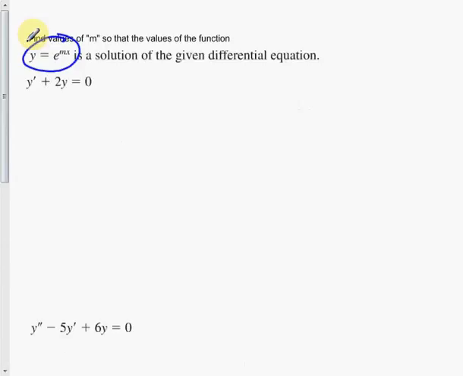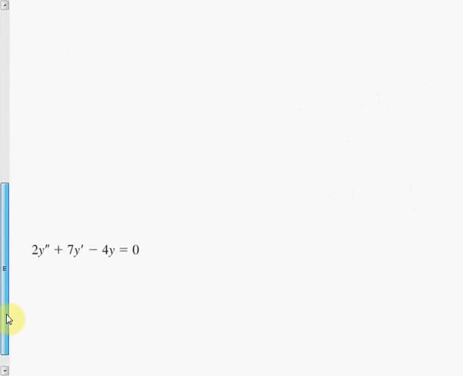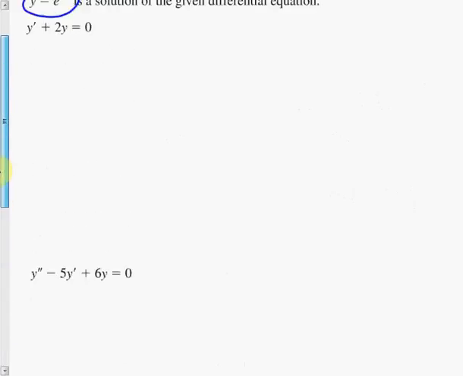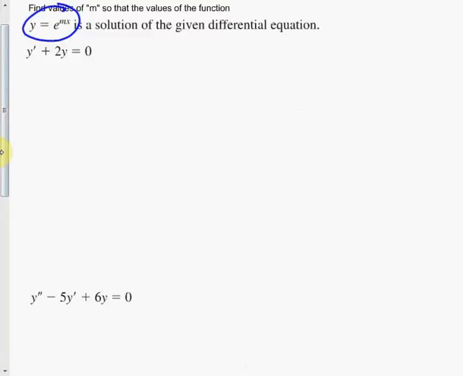Now, those three problems, if you look at them, have something in common. One, they're all linear, right? And secondly, the coefficients are all numbers. The coefficients are all constants. Do you see that? That's the key. Like the coefficient here is 1, the coefficient there is 2. The next problem, the coefficients are 1, negative 5, and 6. Then 2, 7, and negative 4.